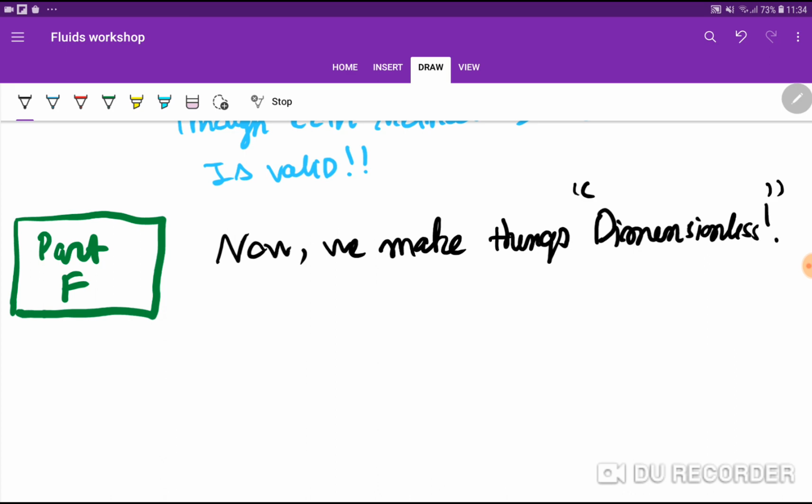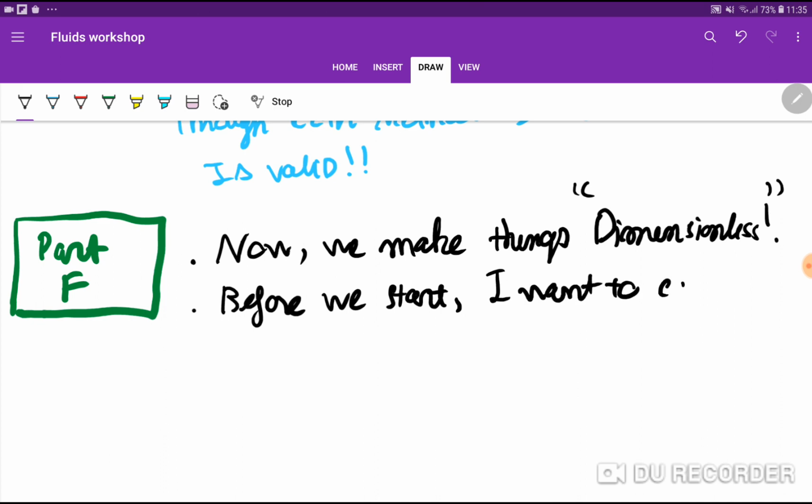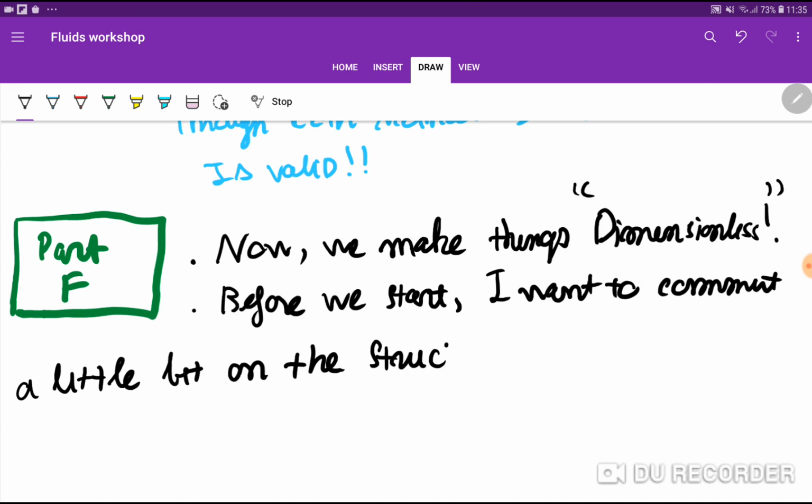Okay, but before I get to the specifics of the problems, I want to make some comments for y'all because I think there's a systematic way to approach these types of problems. Okay, let me write. So, before we start, I want to comment a little bit on the structure of these problems.